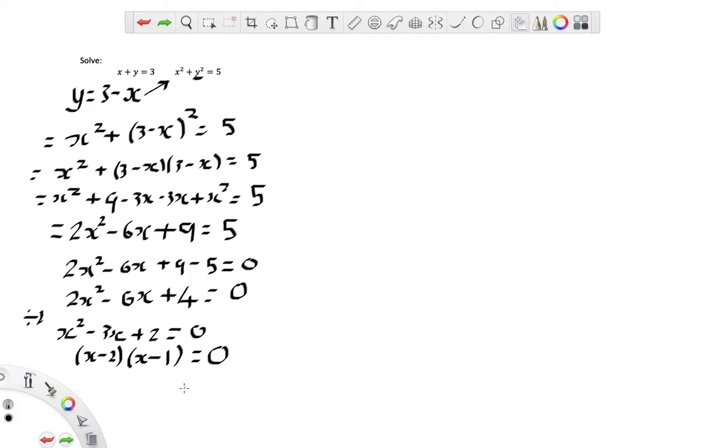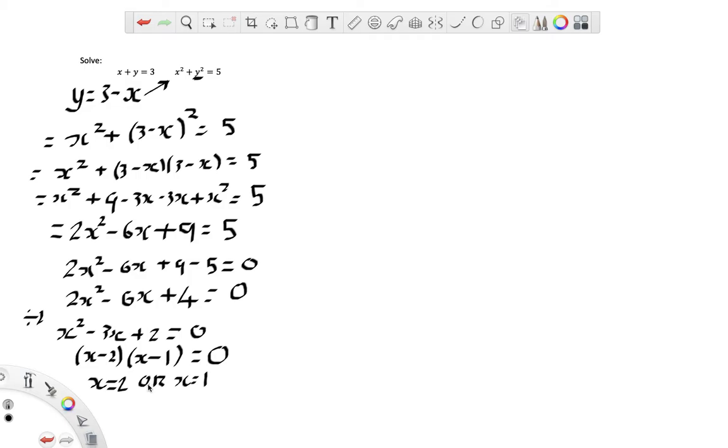And that's correct. Okay, what do I do from here? Well, I need my solutions for x. So I do this in the usual way. When we're solving quadratic equations, x is now equal to 2, or x is equal to 1. Okay, so what have we done there? Well, we've solved for x. So we've done all this process of eliminating y so that we can solve for x.